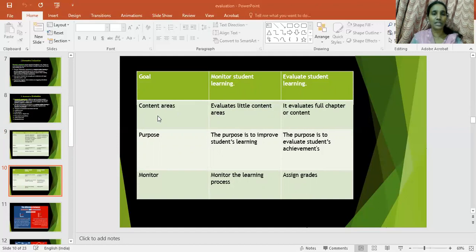The next point to be discussed is content areas. Formative evaluation evaluates little content areas. Suppose we are studying the first unit, which consists of many sub points. We have completed 1.1, 1.2, and the point we are studying now, 1.3. So all 3 points we have covered, and 2 remaining points are not yet covered.